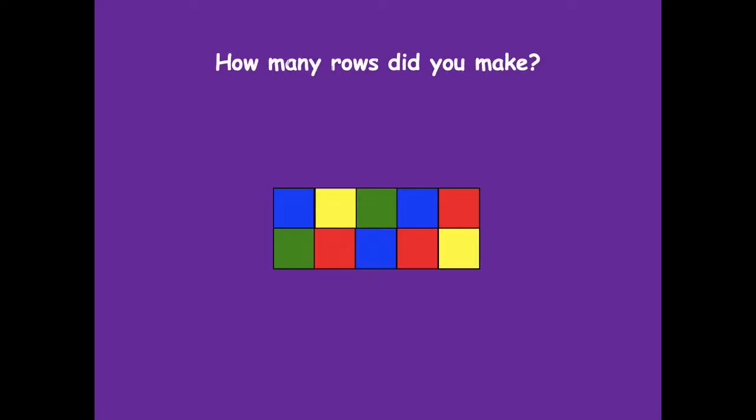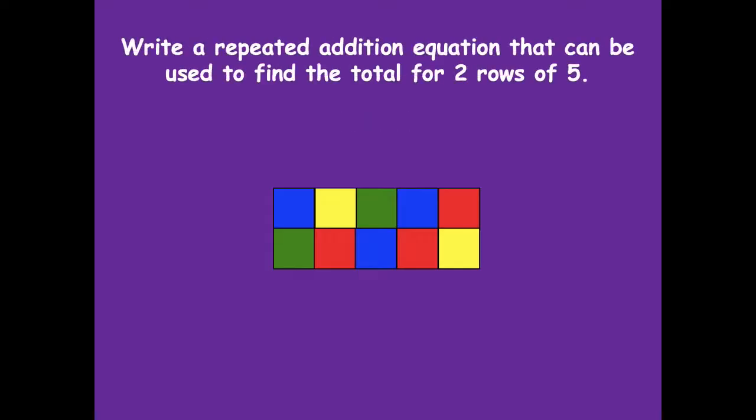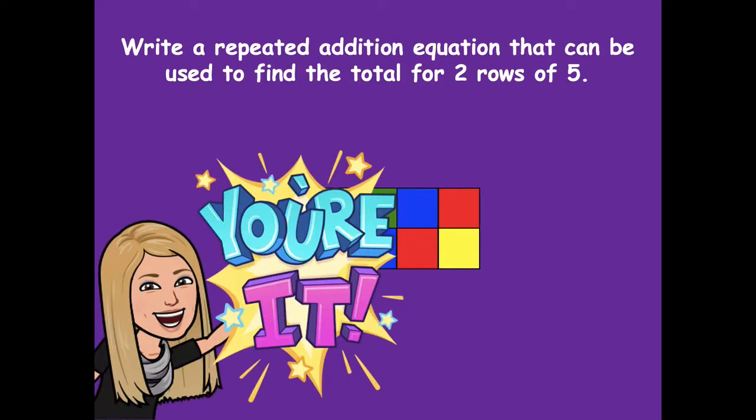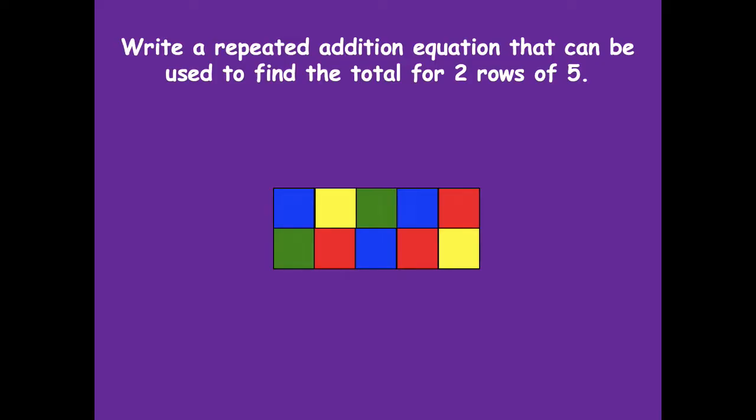Okay, so how many rows did you make? 2 rows. How many tiles in each row? 5 tiles. Write a repeated addition equation that can be used to find the total for 2 rows of 5. So pause the video, write your repeated addition equation, and then click play when you're ready to go over it together. All right, friends, here is what I have. 5 plus 5 equals 10. Okay, we're talking about 2 rows, so there should be 2 addends for this. This is why this is the correct one to match the description of 2 rows of 5.